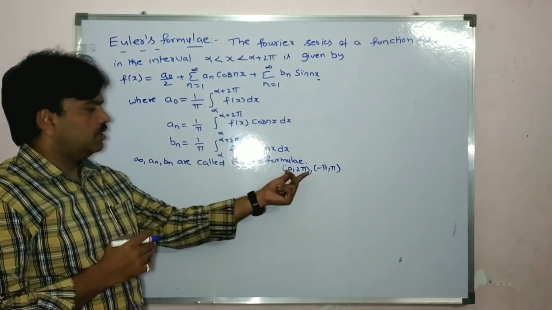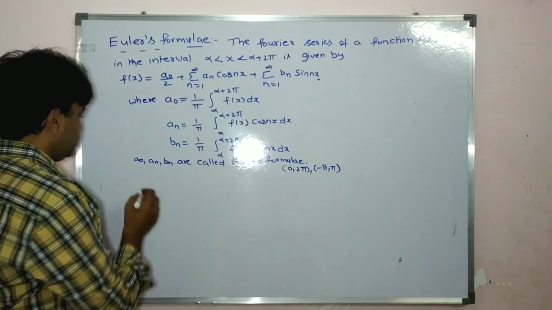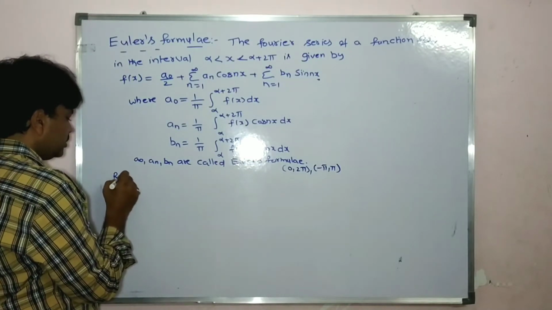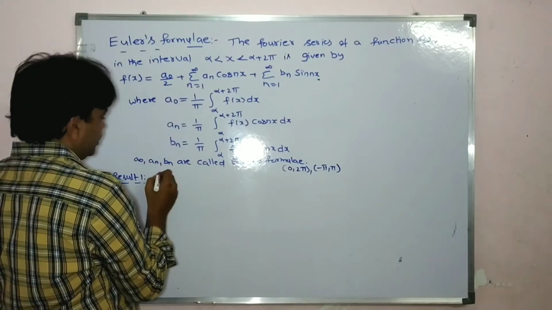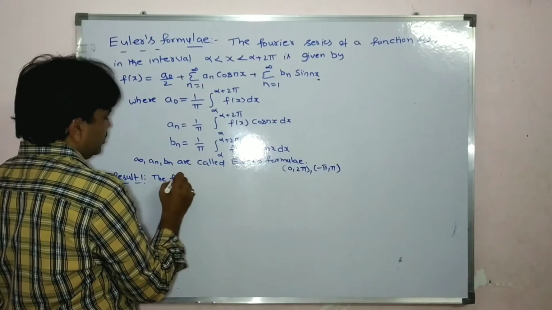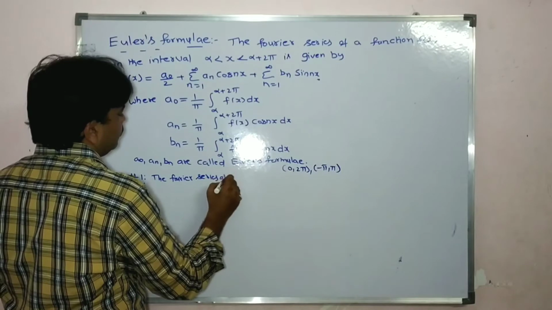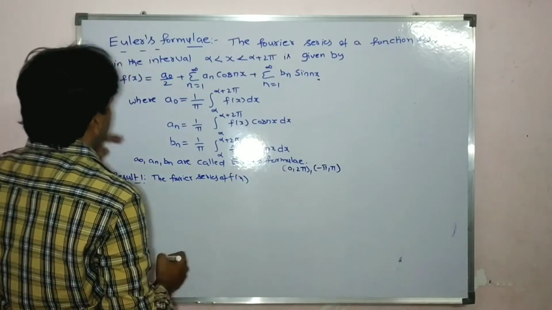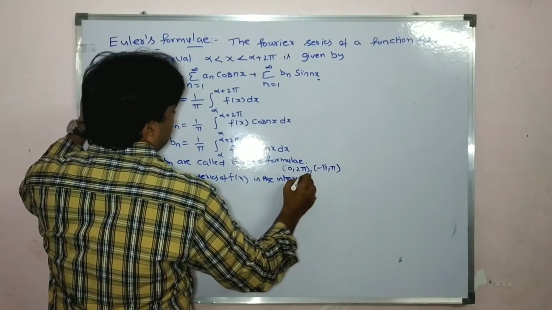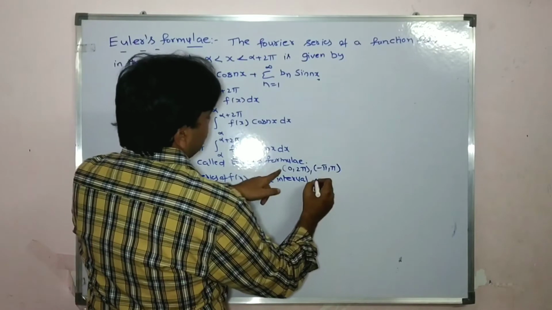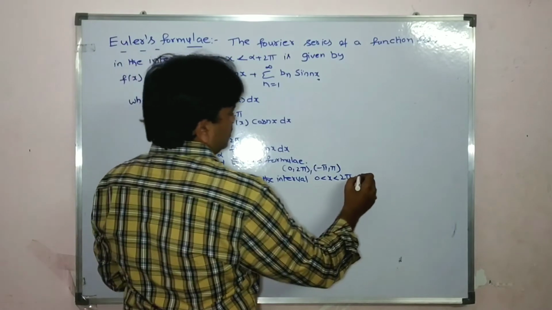Instead of that, you put 0 to 2 pi and minus pi to pi. Okay, students, result or note. Say this result 1. The Fourier series of f of x in the interval, say here, students, 0 less than x less than 2 pi.